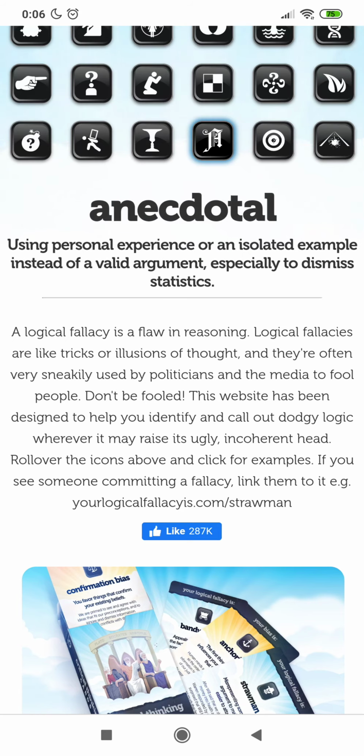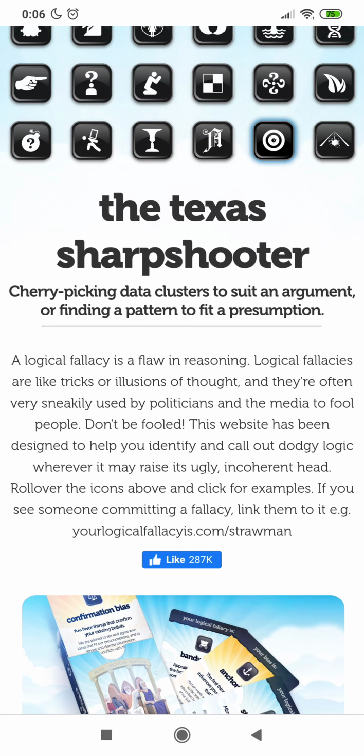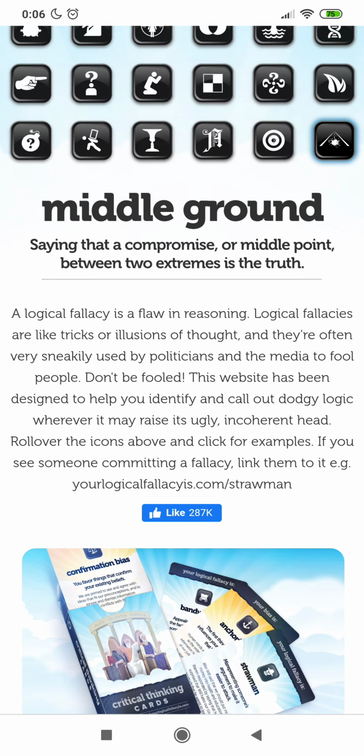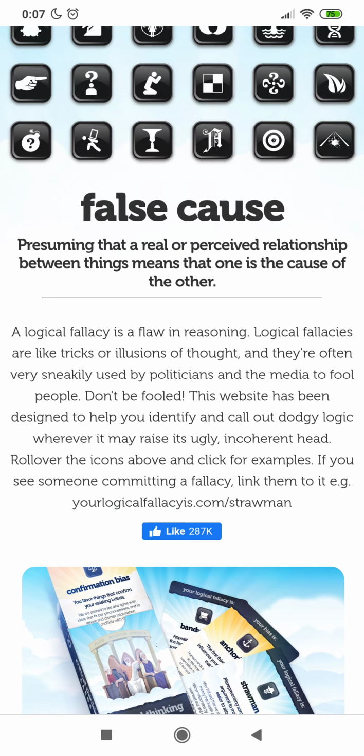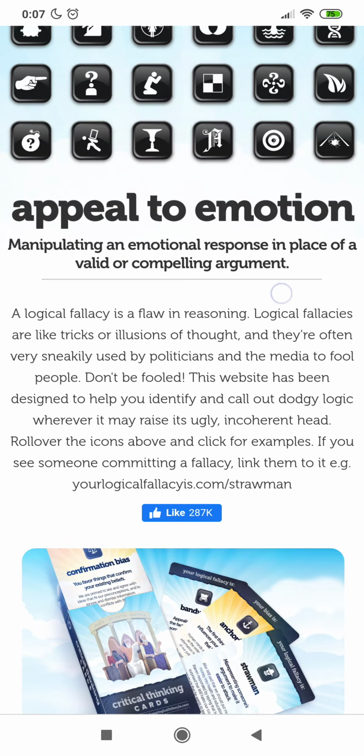This website has been designed to help you identify and call out dodgy logic wherever it may raise its ugly, incoherent head. Roll over the icons above and click for examples. If you see someone committing a fallacy, link them to it. For instance, logical fallacy strawman.